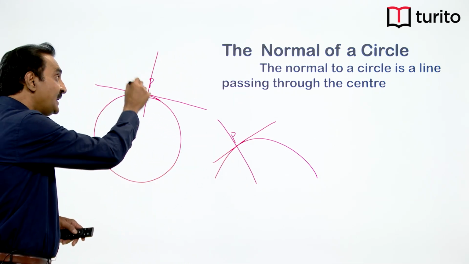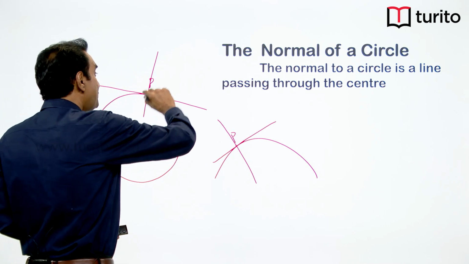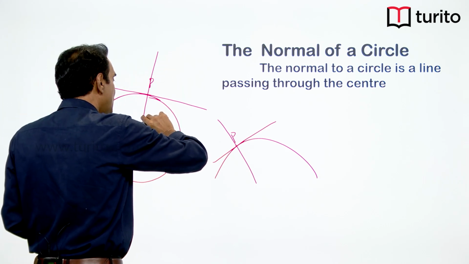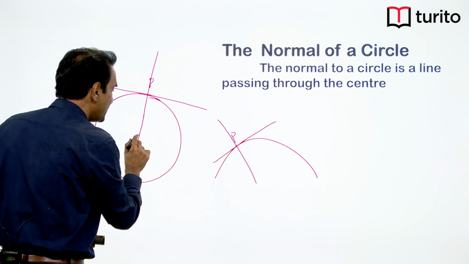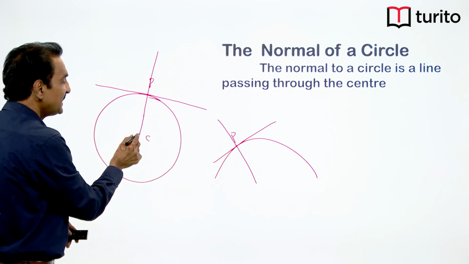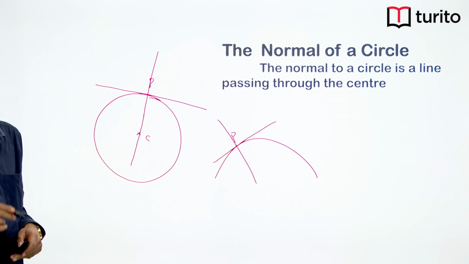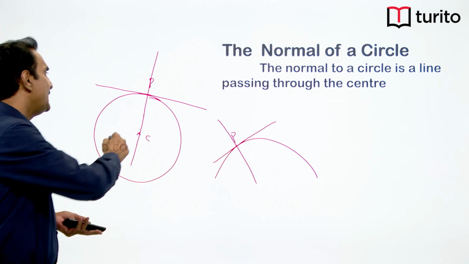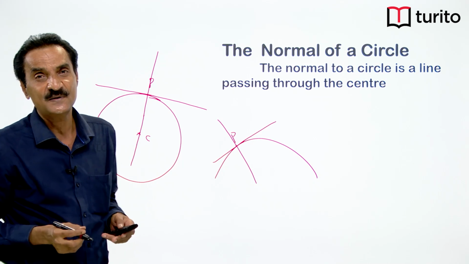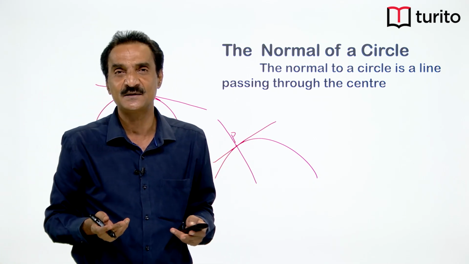Now, in a circle, this perpendicular line which is normal passes through the center always. The normal of a circle always passes through the center of the circle. So, any line passing through the center of the circle is called a diameter, all of you know that.